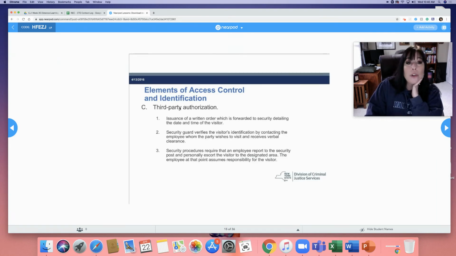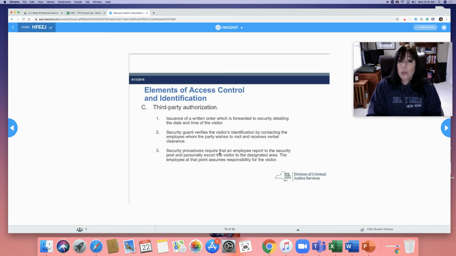So, third-party authorization. Issuance of a written order which is forwarded to security detailing the date and time of the visitor. So this is kind of like they're letting you know ahead of time, hey, I'm supposed to have a visitor. Here's who it is. Here's why they're coming. The security guard verifies the visitor's ID by contacting the employee whom the party wishes to visit and receives verbal clearance.